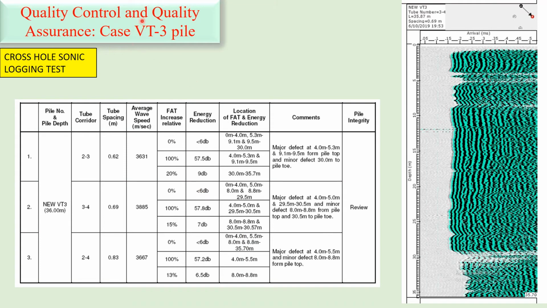Then we also carried out the test on new VT3, and you can see again there are a lot of problems here. Major defects were found at several places as listed here. These are very useful instruments to find out the pile defects. From this we came to know that old VT3 as well as new VT3 both were defective in spite of having so much quality control.